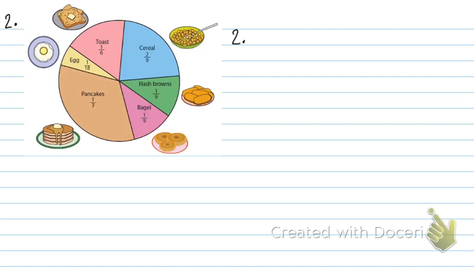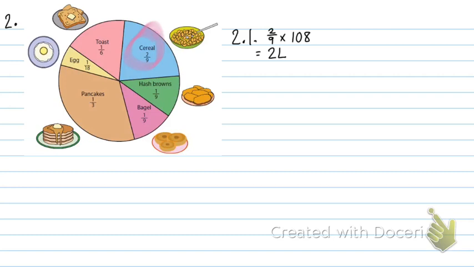Number 2.1 is asking how many learners like to have cereal for breakfast. So cereal is 2 over 9. 2 over 9 of the total, which is 180. So it's 2 over 9 times 180.